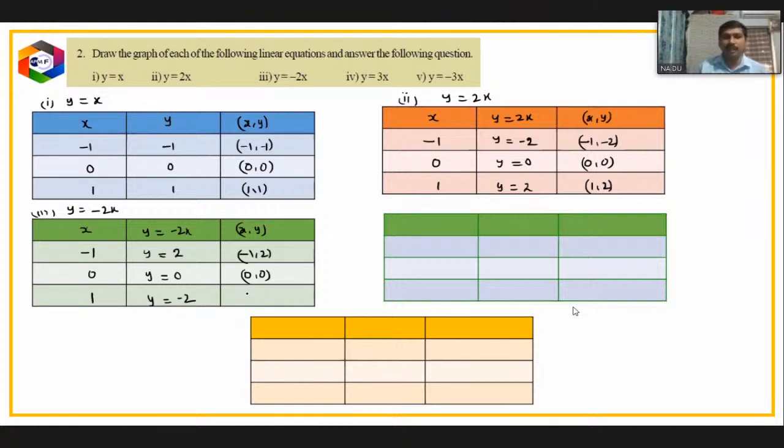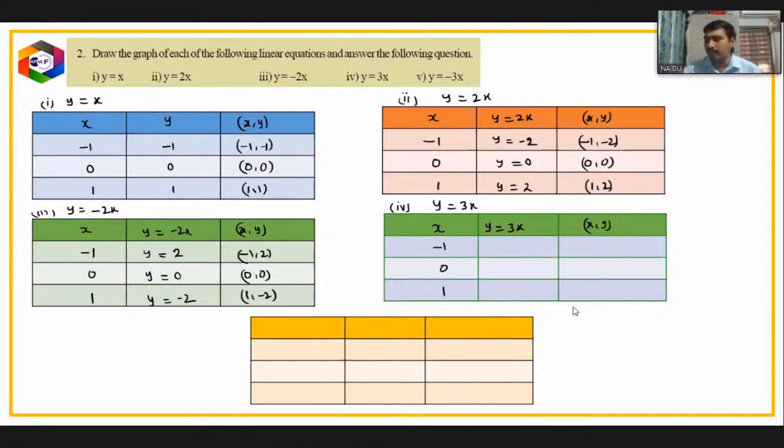And similarly, I am going for the fourth one quickly. So y is equal to 3x. This is x and this is y, y is equal to 3x, and this point is x comma y. Again in the same way, like -1, 0, 1 only I am taking. Why? Because all these graphs I am going to draw in one sheet only. That's why.